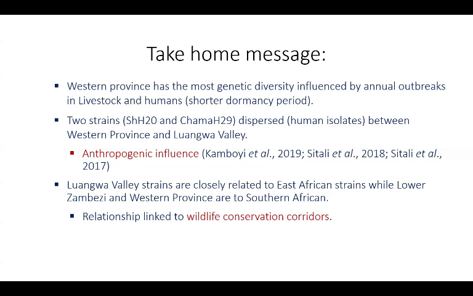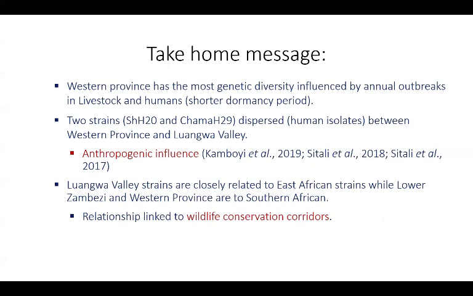Then two strains, like I've outlined, the SH20 and the Chama H29, are dispersed human isolates between Western province and the eastern part near the Luangwa, from the Angola to the Malawian side. So these are key, and we want to see further what the anthropogenic factors are at play. There is a student, Kamboy et al., who is working on this and trying to bring more information. The Luangwa Valley strains have been found to be closely related to the East African strains, while the lower Zambezi and Western province are more related to South African strains.